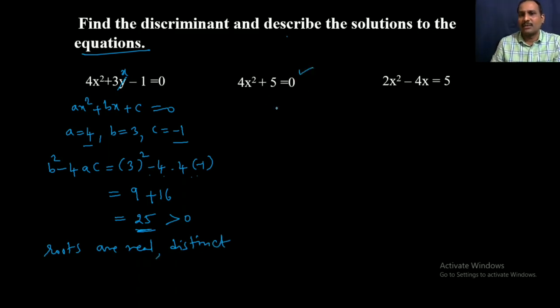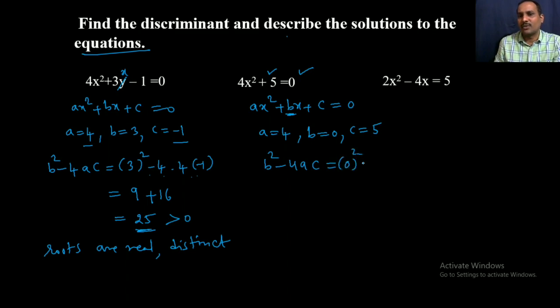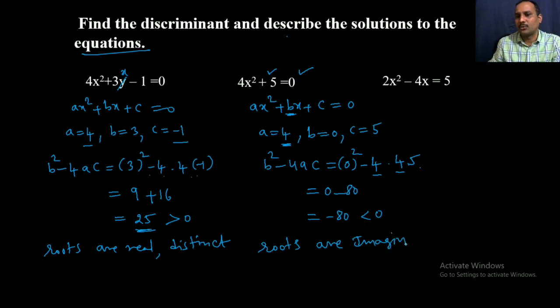4x square plus 5 is equal to 0. Compare it with ax square plus bx plus c equal to 0. a is equal to 4. In this there is no x term. Means b is 0 and c is equal to 5. Find the discriminant b square minus 4ac, that is 0 square minus 4 into 4 into 5. So that is 0 minus 4 into 4, 16 into 5, 80. That is minus 80. Clearly it is negative, that is less than 0. Therefore, roots are imaginary. There are no real roots.